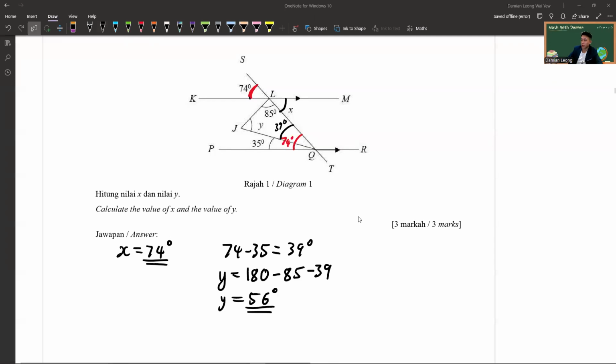There are 3 marks, so you want to show the working of how you find y. x would just be 1 mark.